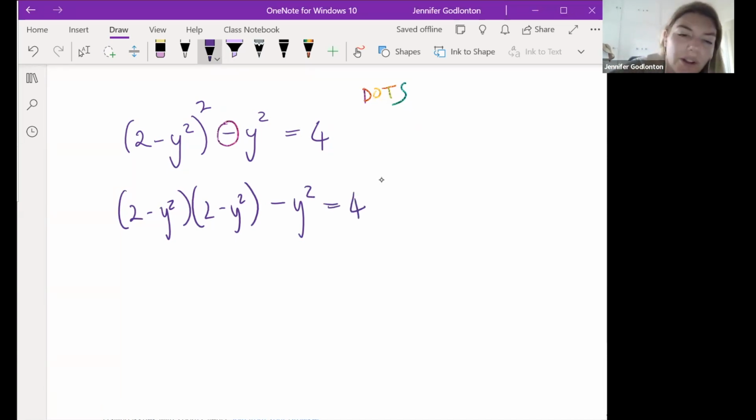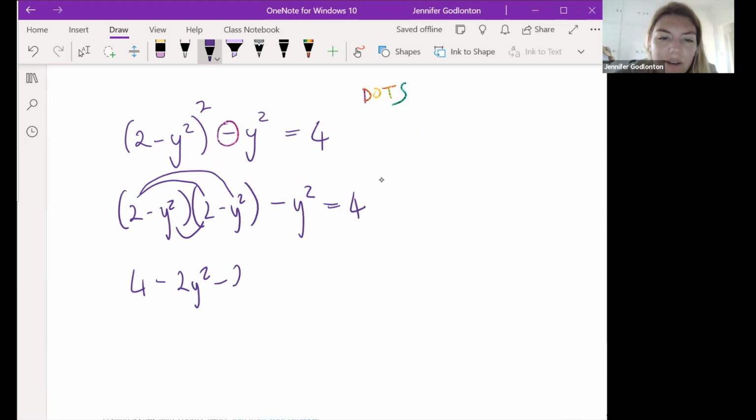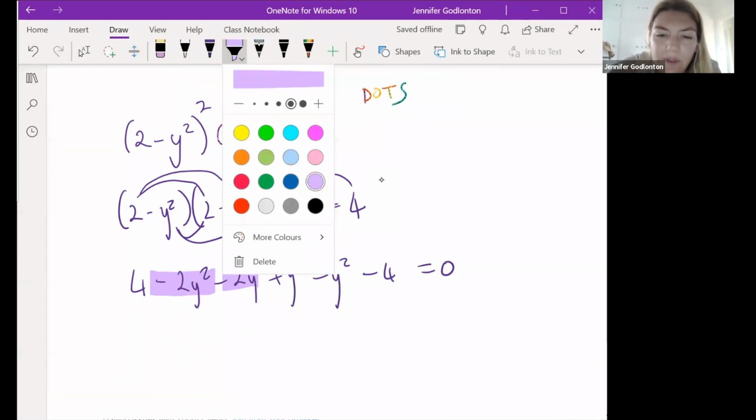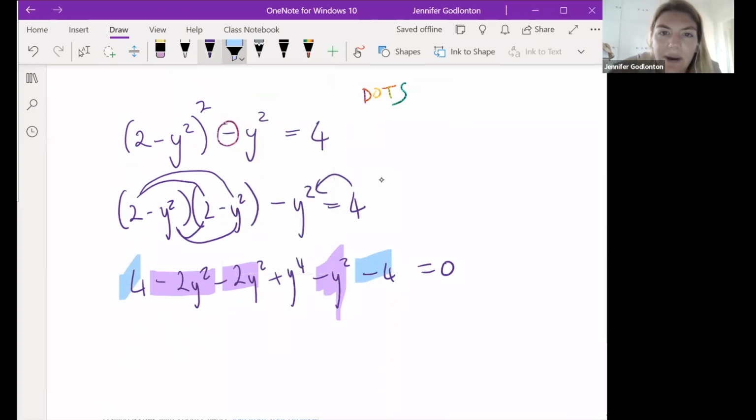So let's do FOIL. So we'll get 2 times 2, that's going to give us 4, minus 2y squared, minus 2y squared, plus y to the 4, minus y squared, and I'm going to move my 4 over, minus 4. Okay, now let's look for our like terms. We've got those 2 over there. We've got this one over here. So we've got this one. And then we've got this 4 and this minus 4.